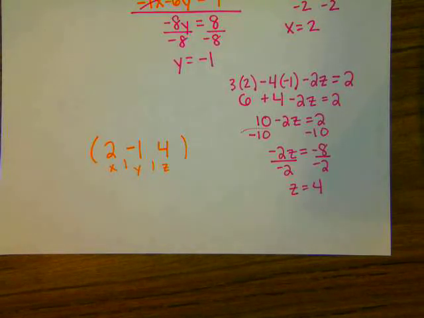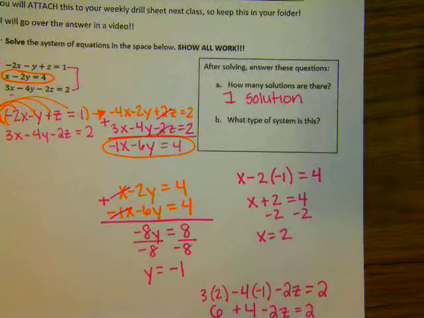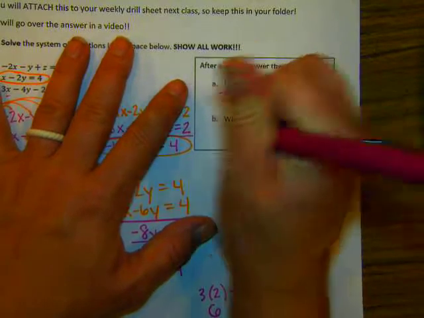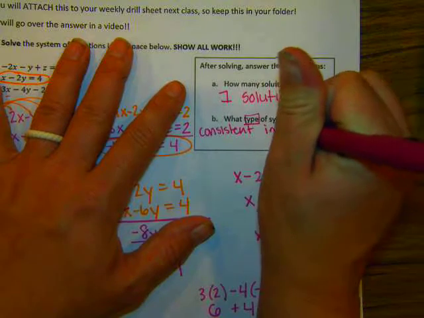Going back up to the box, again, this is one solution. Vocabulary, when it says type of system, is consistent, independent.